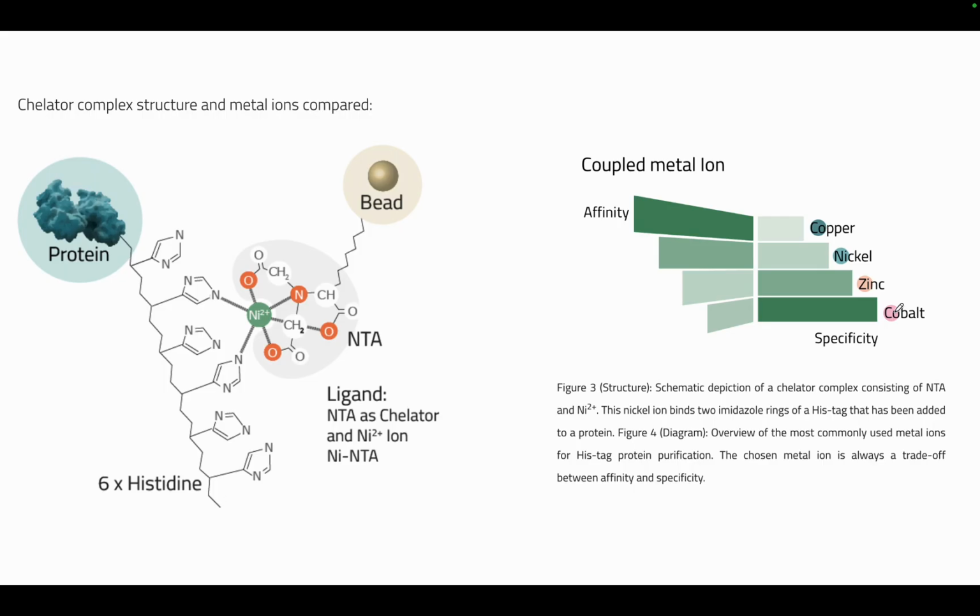So depending on your purpose. For example, I work in a lab where we do cryo-electron microscopy. And for that we need extremely pure protein. We should not have other proteins in our sample. We only want to study one protein. So when we do affinity chromatography, we use a cobalt-coupled resin because we want extremely pure protein. Like they mentioned, the chosen metal ion is always a trade-off between affinity and specificity.